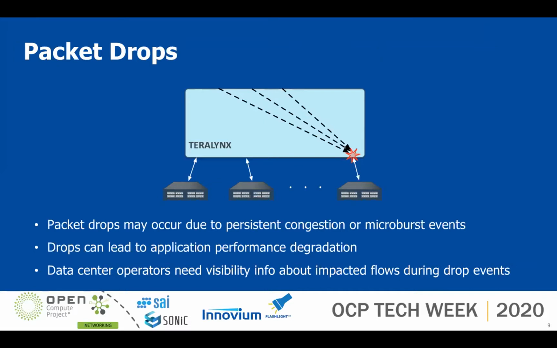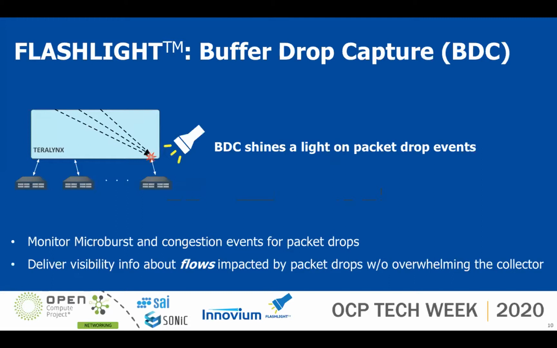To assess what flows are being impacted as well as what flows are causing the congestion, one needs detailed visibility information about the actual drop events. Flashlight's buffer drop capture shines a light directly on packet drop events. BDC allows users to configure monitoring of drops during microburst events as well as persistent congestion. BDC delivers visibility information to collectors about who is causing the drops, who is getting affected by the drops, etc.